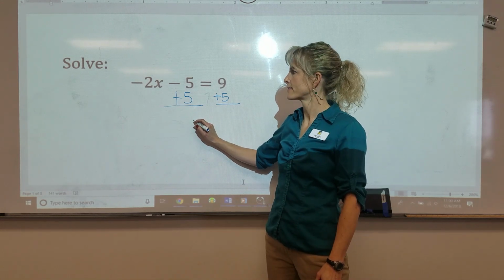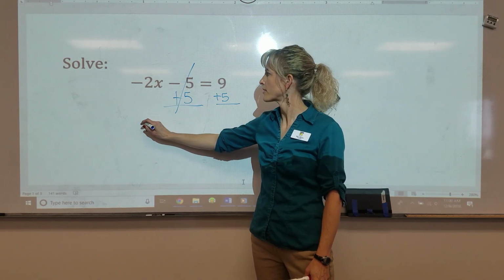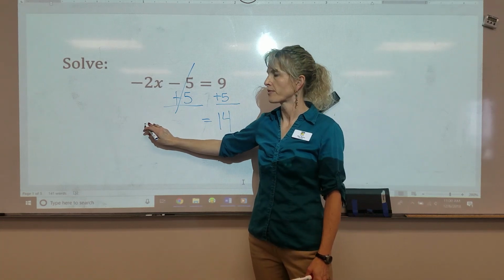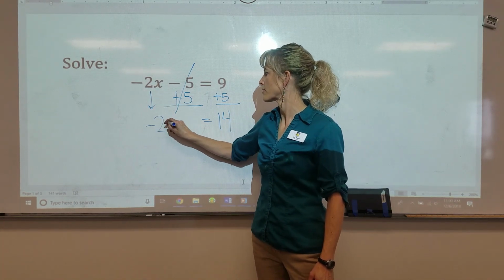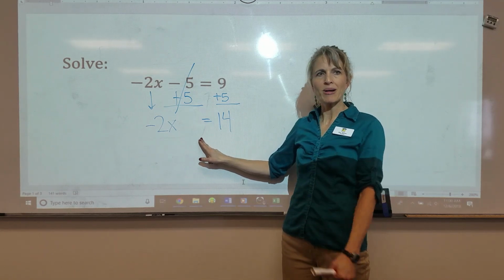Now when you cross out the negative 5 plus 5, and 9 plus 5 equals 14. Okay, I'm going to write it right below. And then bring down the negative 2x and equal x. Okay. Now what would my next step be?